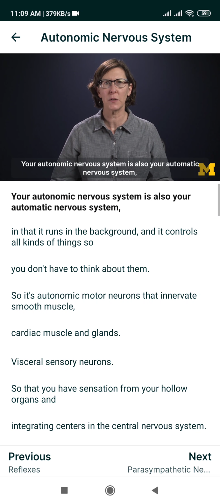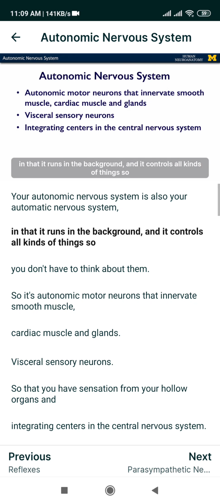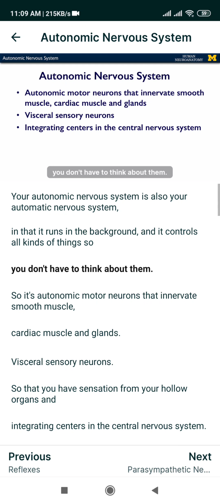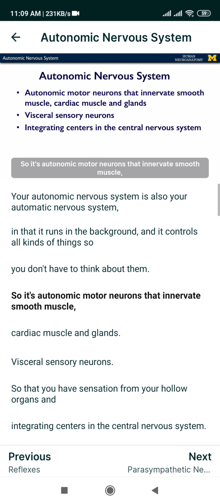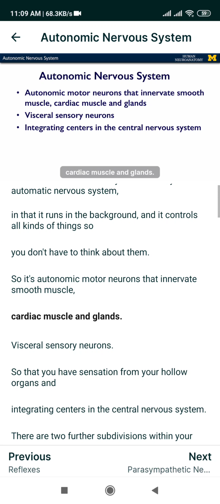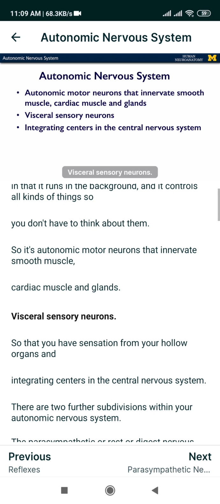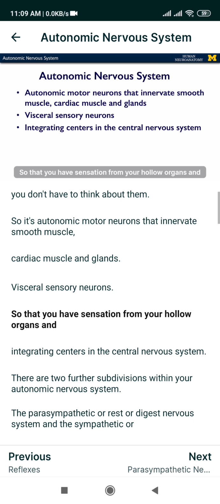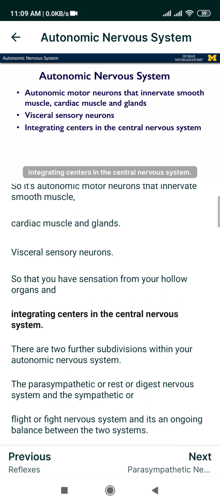Your autonomic nervous system is also your automatic nervous system, in that it runs in the background and controls all kinds of things so you don't have to think about them. So it's autonomic motor neurons that innervate smooth muscle, cardiac muscle, and glands, visceral sensory neurons, so that you have sensation from your hollow organs, and integrating centers in the central nervous system.